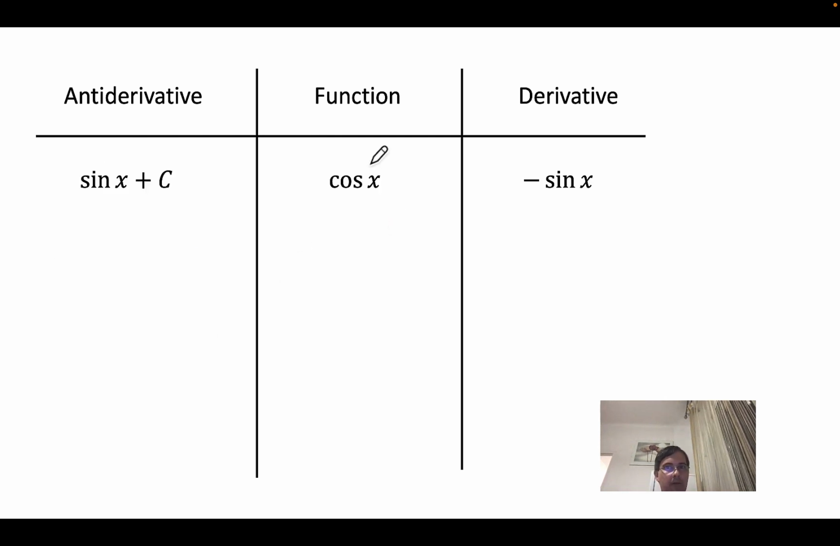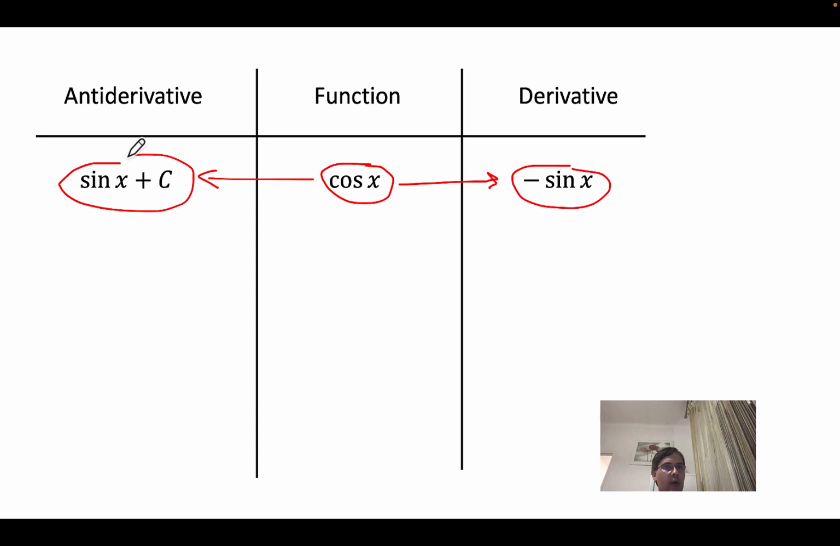So just to repeat, if I have the given function cosine x, there are two operations one can do on a function. One is to compute the derivative, and the derivative of cosine is negative sine. But I can also go the other way and compute the antiderivative. Any antiderivative of cosine x would be sine x plus c, where c is any constant, positive, negative, or 0.